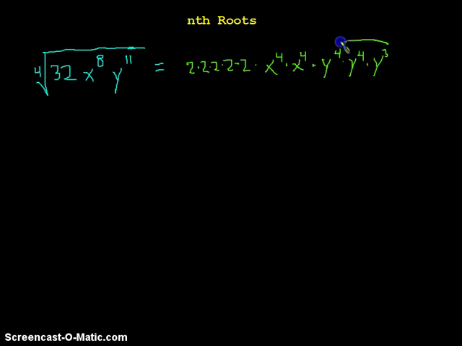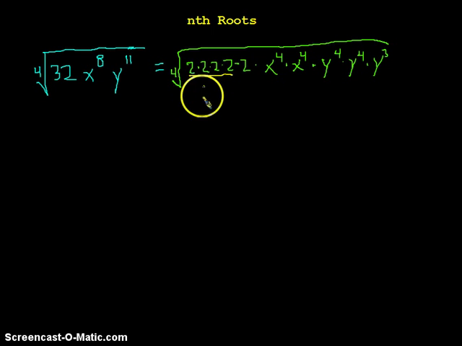So why did I write out the x to the 4th and the y to the 4th? Well, what my hope was is that if I have x to the 4th and I take the 4th root of it, I get an x. So I wanted to see how many x to the 4ths I could get out of x to the 8th, and how many y to the 4ths I could get out of y to the 11th. And the same thing with the 2's. With the 2's, I can see that I have 4 2's, so that's 2 to the 4th. So these 4 2's come outside the radical, this 2 stays inside.